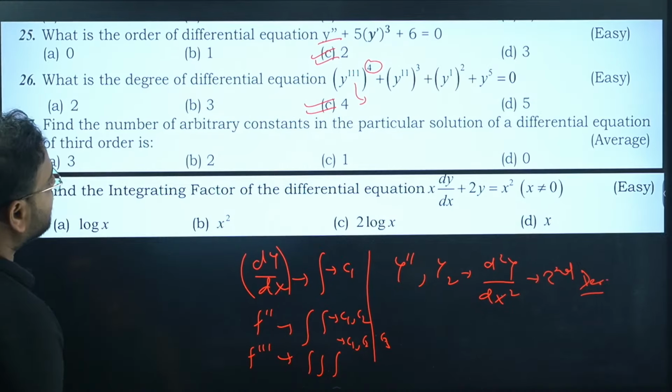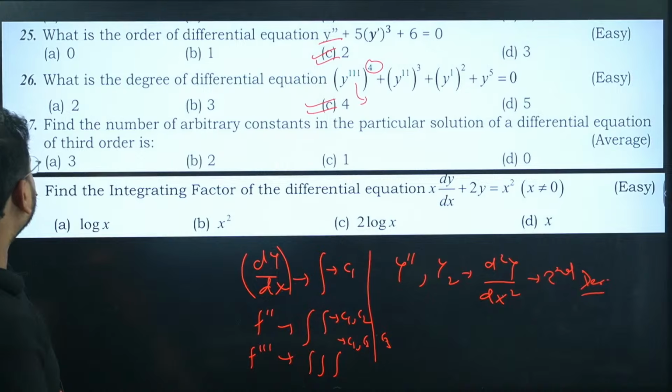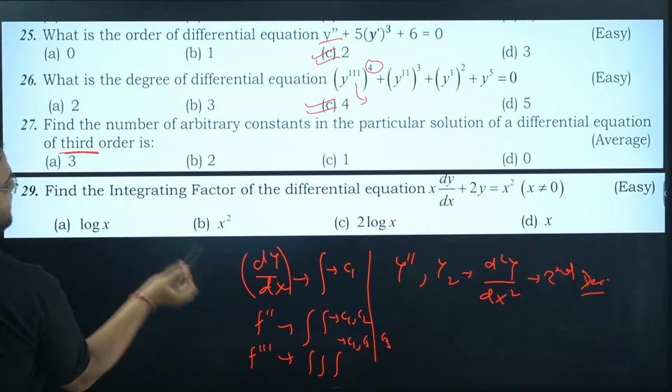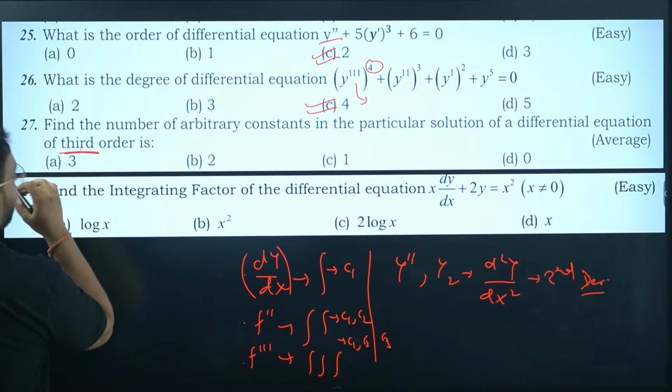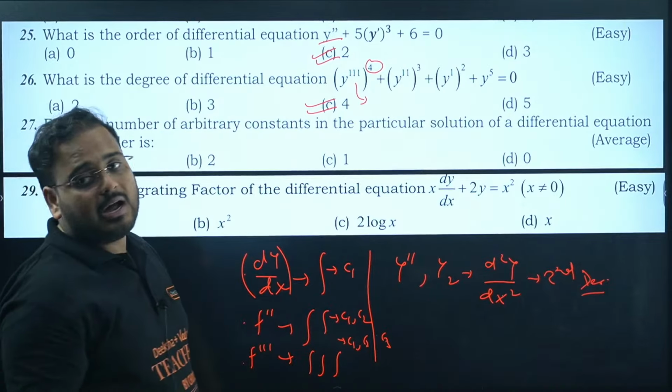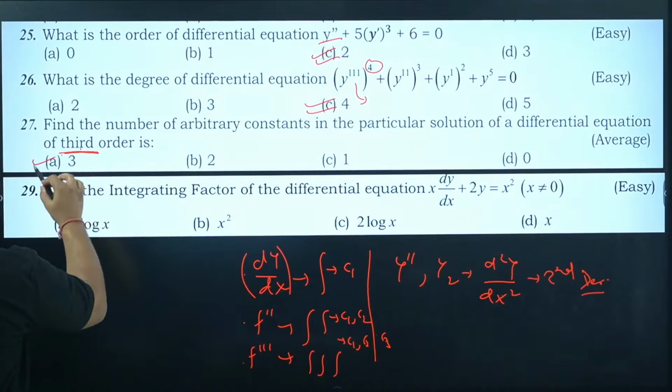So you check here, the order is what? The order is 3. Here this is first, second and third. Third order means 3 arbitrary constants, so answer will be option A.